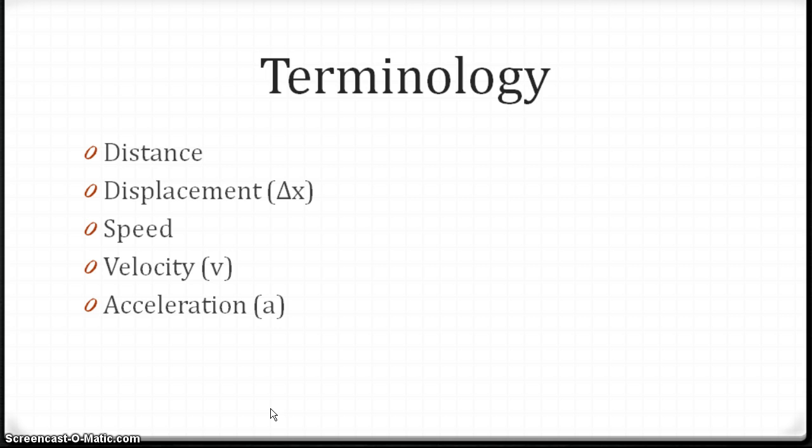Both speed and velocity are the rate at which objects move. However, velocity also shows the direction in which the object is traveling. Speed is a scalar quantity and velocity is a vector.